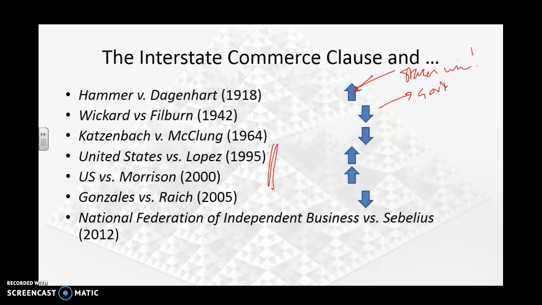But then again, with the National Federation of Independent Business versus Sebelius, this is Obamacare. Obviously, in this case, the federal government did succeed in having its legislation upheld. But critically, when the Supreme Court delivered its verdict, they said, we are not upholding this on the grounds of the Interstate Commerce Clause. The Interstate Commerce Clause does not give the government the right to go and impose Obamacare. Instead, they said it under a separate judgment to do with the General Taxation Clause.